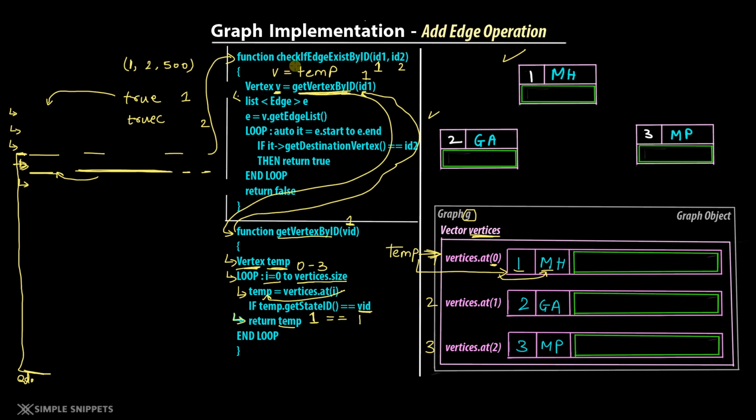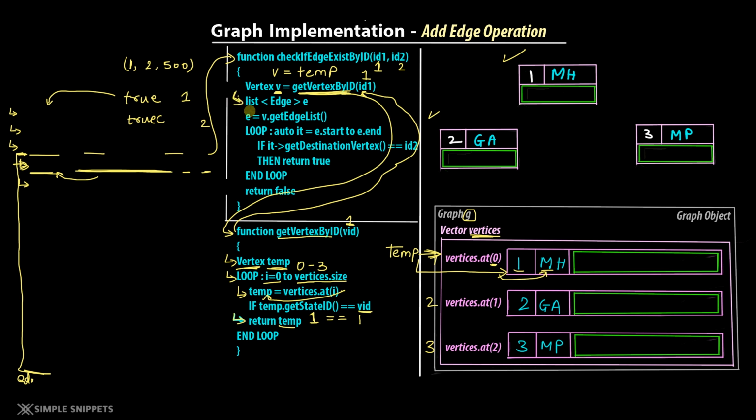Remember, we have to check whether there exists an edge between MH and GA. That is what this function is doing. So the very first thing that we did is we created a temporary vertex V and we got the values of the vertex with ID 1 from the vertices vector of the graph object and we stored it in this vertex V. Why we did that? Now we want to check its edge list, correct? What we want to do is essentially check whether there is any value in the edge list of MH or GA. So how do you do that?